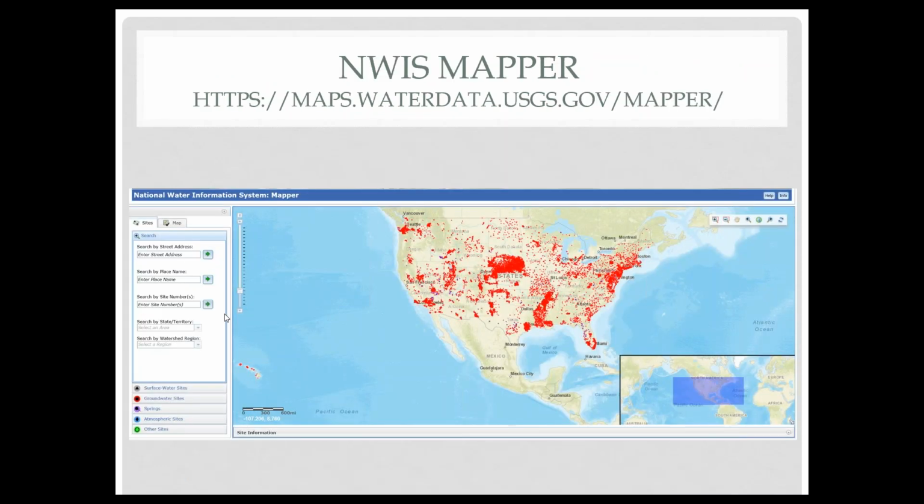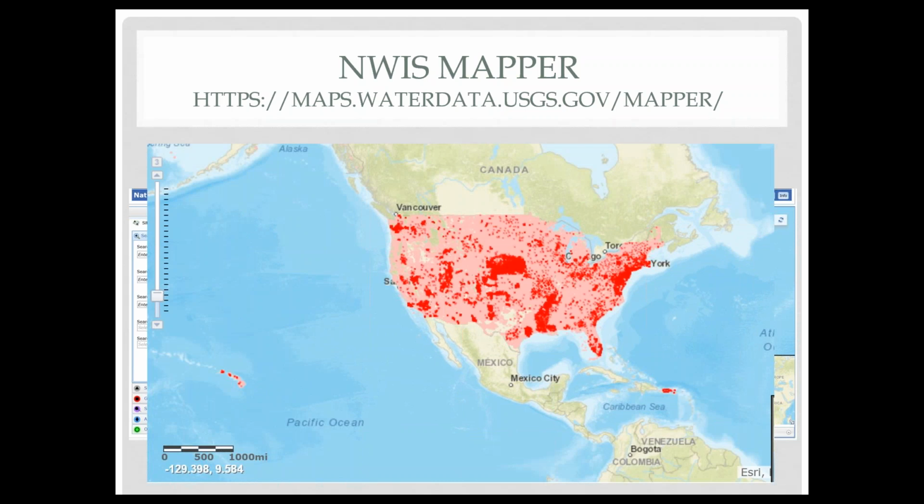So this is what that looks like. This is NWIS Mapper. This is the map interface where you can go in and type in the area, a street address, a place name, or the specific site location, and you can get the information for that site. What you're seeing right here in the red dots are active sites. I'm going to overlay the inactive sites. Inactive sites are sites that haven't had a water level measurement in the last 13 months.